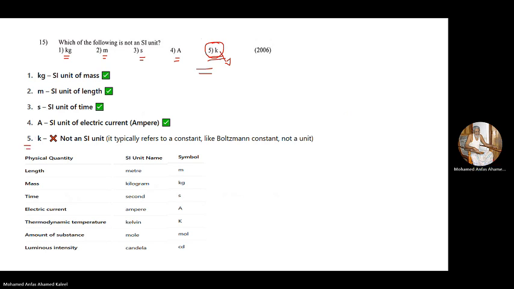For you to remember, I just mentioned here the physical quantities. Length is meter, mass is kg, and time is second. Electric current is ampere, and the thermodynamic temperature is capital K. Amount of substance is mole, and the luminous intensity is candela.